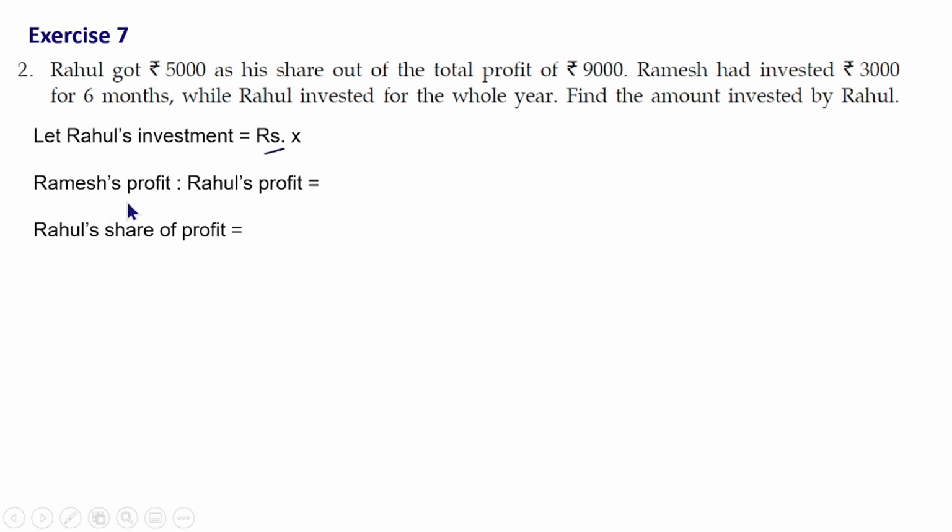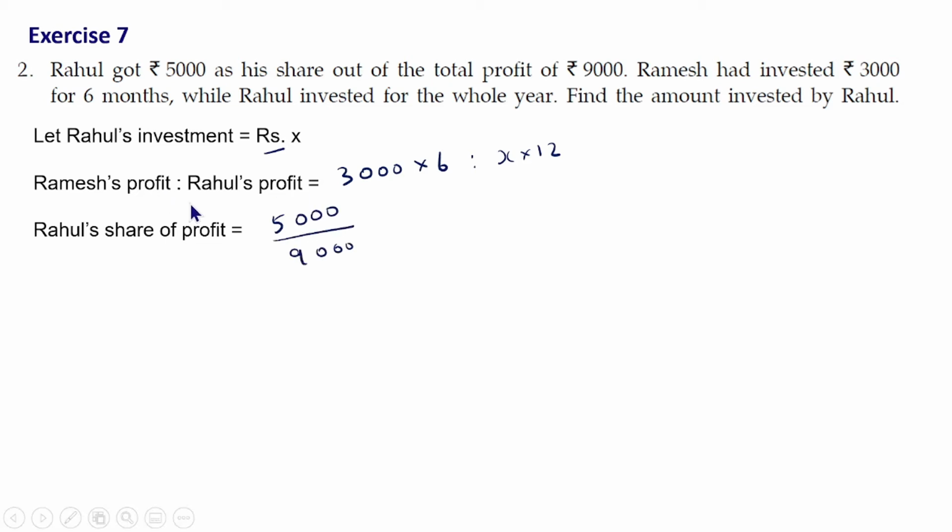Then Ramesh's profit is to Rahul's profit. Here it is given Ramesh invested 3,000 for 6 months. So Ramesh's profit will be Ramesh's investment into the time for which the investment was made. So this is 3,000 into 6, is to Rahul's profit, which will be Rahul's investment into the time period for which Rahul invested. Rahul has invested for the whole year, so it is X into 12. Also it is given Rahul's share of profit is 5,000 out of 9,000, so it is 5,000 by 9,000.